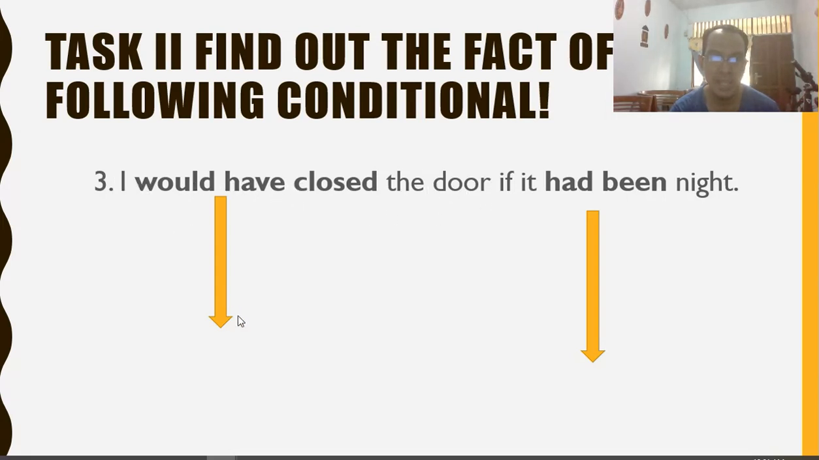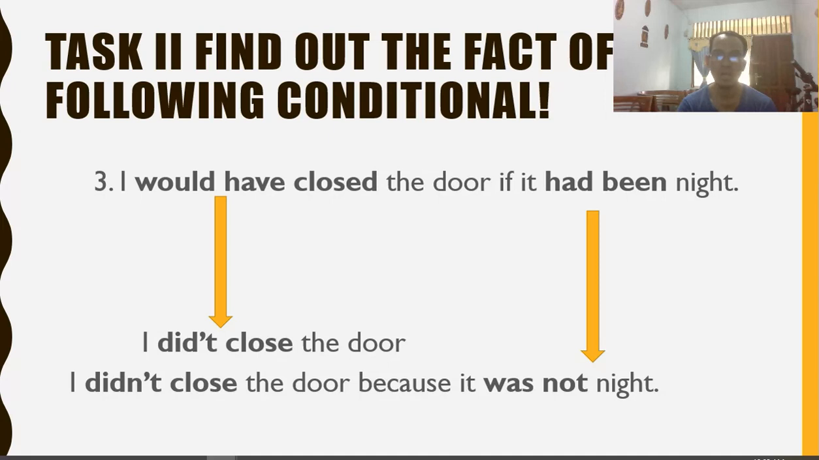It means that I didn't close the door. This is would have plus verb 3, which means this is conditional type 3. And to find out the fact, you should change into verb 2 negative because this is positive. The answer should be negative. And if you want to write the full sentence, you can make it like this. I didn't close the door because it was not night.